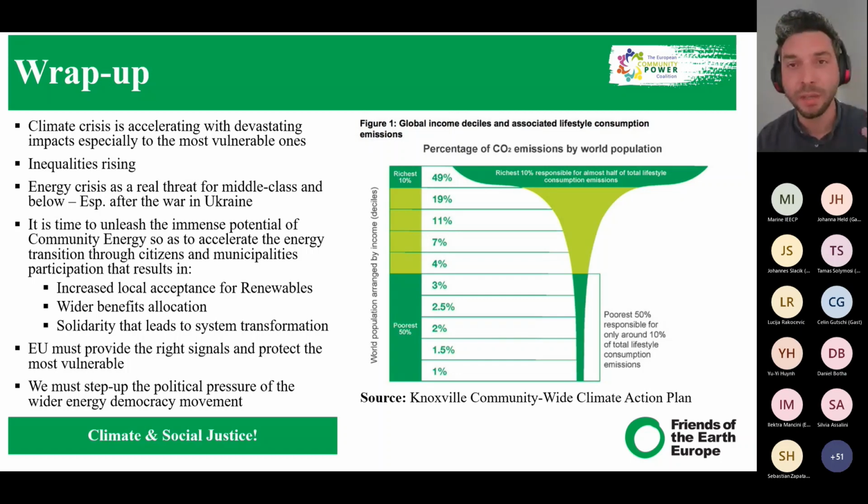So in order for this process to be successful, we need participation. Else it will be really, really difficult, not to say impossible. We need a fair process, wider benefits allocation, and solidarity that leads to system transformation. Next, the EU in total must provide the right signals and protect the most vulnerable ones. And we must step up with the political pressure of the wider energy democracy movement. So we need to put climate and social justice at the very core of our initiatives and our actions.